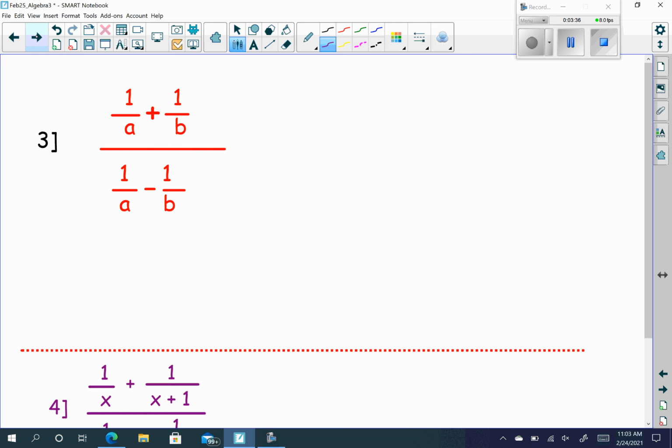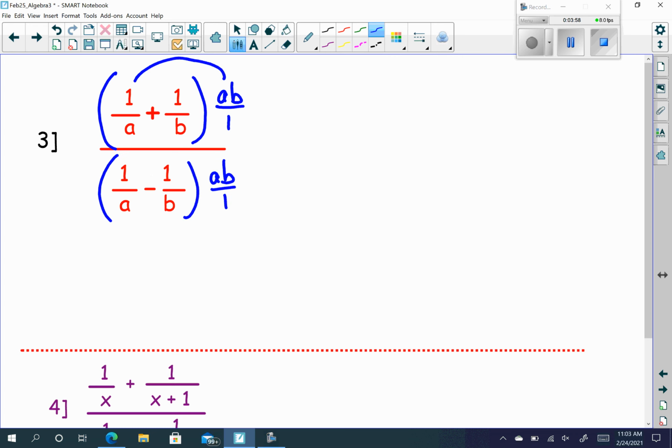Copy down number 3. We no longer have numbers in our denominators. So the LCD here is just going to be a times b. So I need to multiply top and bottom by ab, or really ab over 1 is going to help.